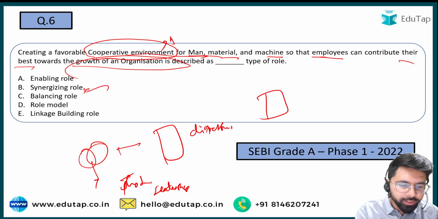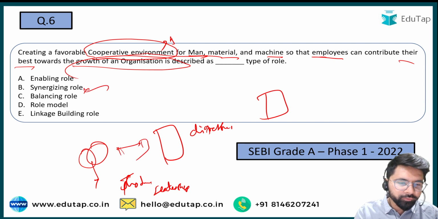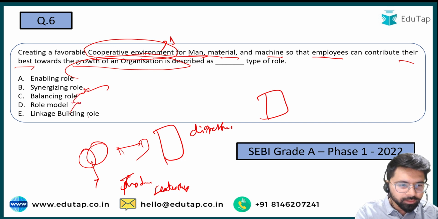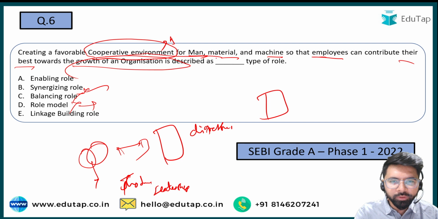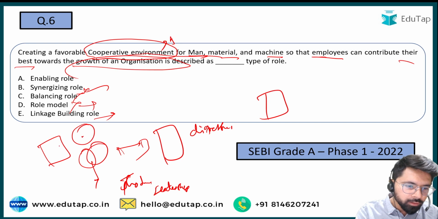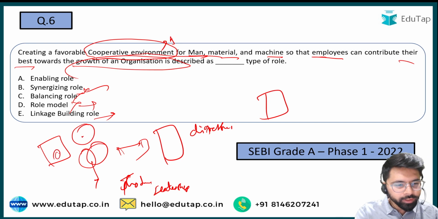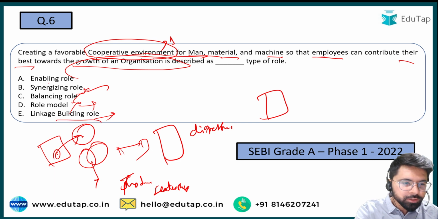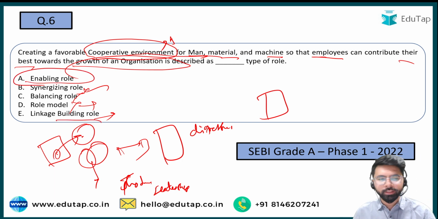Balancing role is like you are balancing two different parts. Again, this is nothing related to that. Role model is also not related, because linkage building is building a linkage where the policy of the government and the company's policy are aligned with the government policies. That is related to linkage building. So here, friends, the answer would be option A, enabling role.